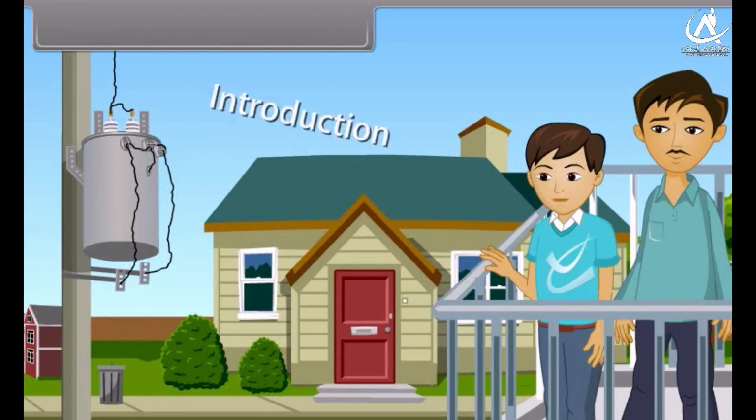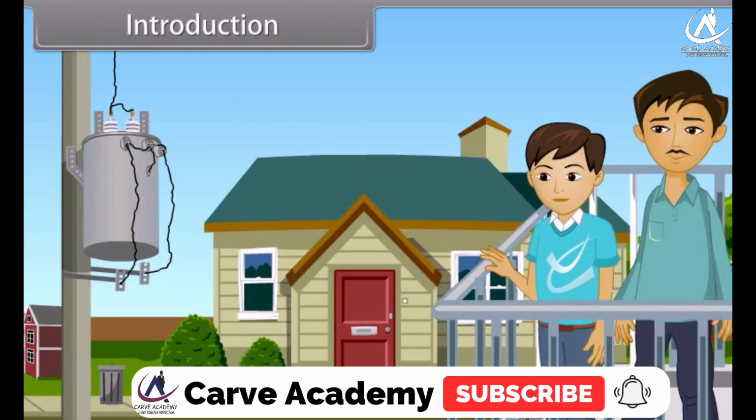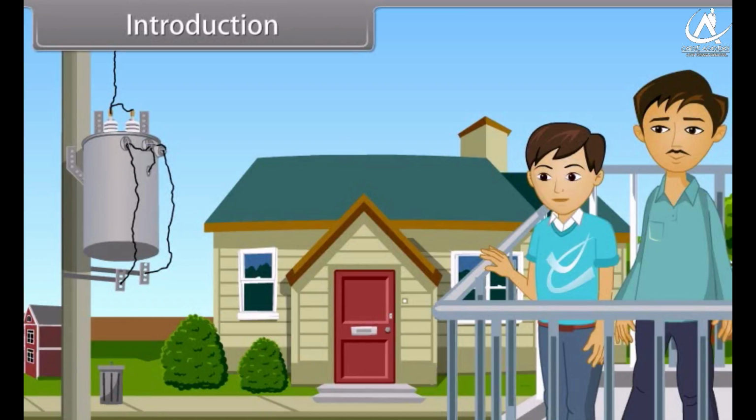Introduction. Mohan and his father are standing in the balcony. They are taking the fresh air in early morning. Mohan is watching something towards the roadside curiously. Father, what is that grey color box type mounted on the electricity pole?